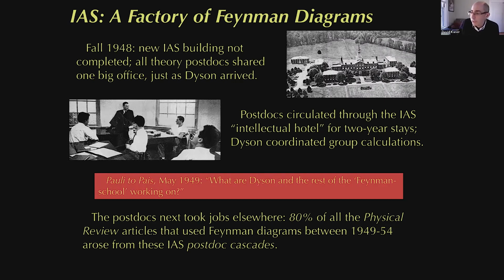Or they were students or immediate colleagues of those postdocs once they took up their first teaching jobs and moved to other universities around the country. The remaining 20%, I mean, not much more than rounding error, of those early articles that use the diagrams had come from Feynman or from Feynman's immediate circle. So we really have kind of 2 lightly connected networks that dominate the early adopters.